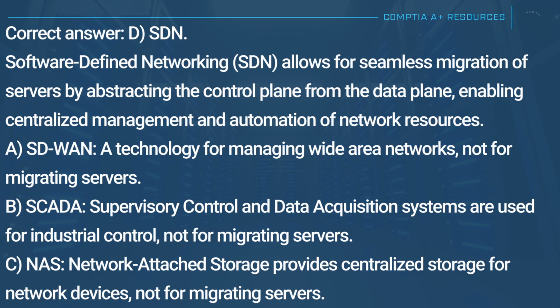B, SCADA, supervisory control and data acquisition systems are used for industrial control, not for migrating servers. C, NAS, network-attached storage provides centralized storage for network devices, not for migrating servers.